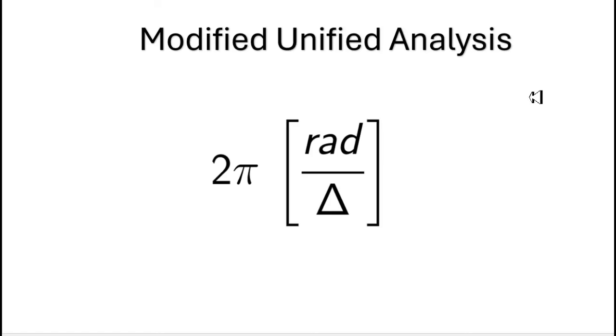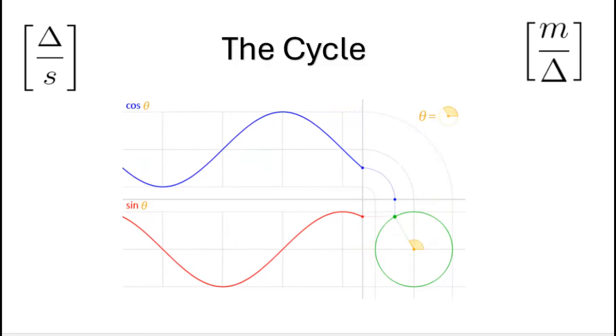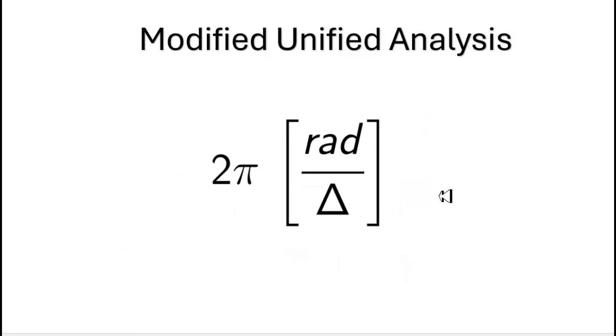Now, the foundation of modified unit analysis is that I let the value of 2 pi have the units radians per cycle. In other words, there are 2 pi radians in one cycle, or 6.28 radians in one cycle per cycle. When we let the value of 2 pi have the units radians per cycle, especially in the domain of the cycle, this is modified unit analysis.